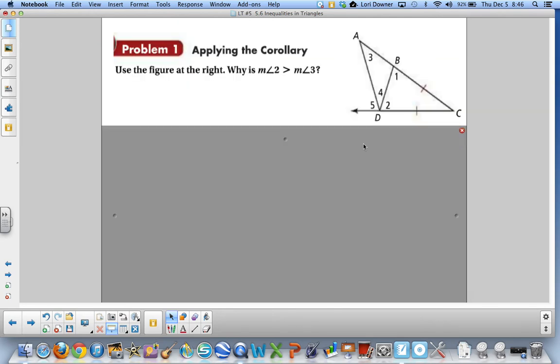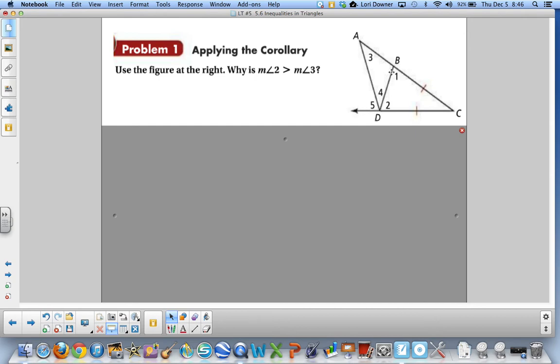If we apply that corollary to this image, use the figure to state why the measure of angle 2 is greater than the measure of angle 3. Pause the movie, try to figure this out, press play when you're finished.